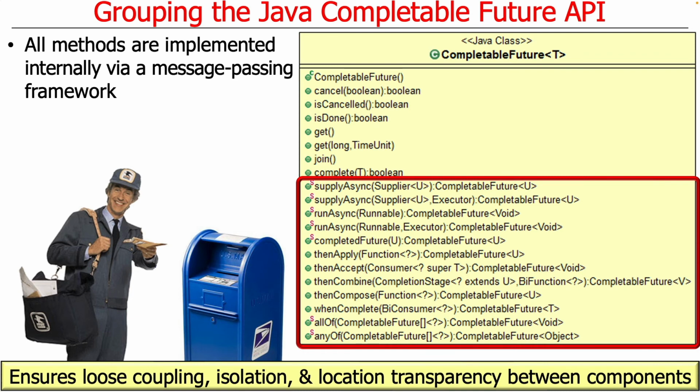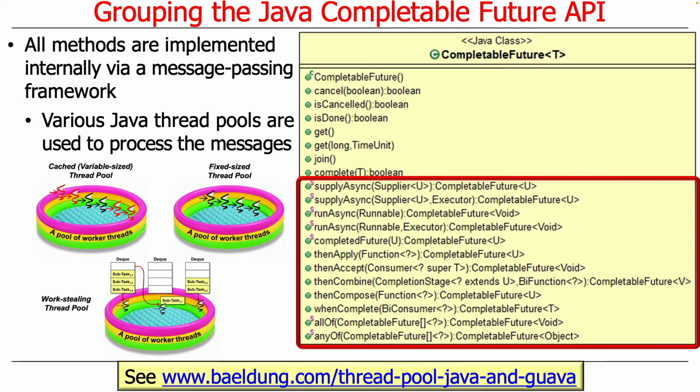And the reason for doing this is to make things more loosely coupled, be able to take the messages and run them on whatever core is available at the time, to try to isolate things so that one failure doesn't cause the whole thing to come crashing down, and to some extent to give you location transparency, although location here really means which core you're running on, not which computer you're running on. And internally, various Java thread pools can be used to process these messages. So cached thread pool, fixed size thread pool, work stealing pool, the common fork join pool, for example, those things can be used to process these messages. So that is the fourth principle of reactive programming, the fact that we're doing things with message passing.